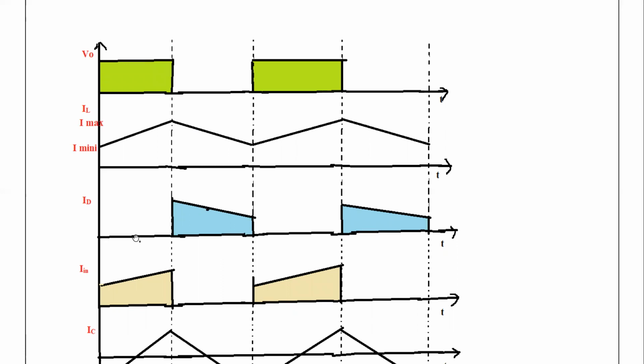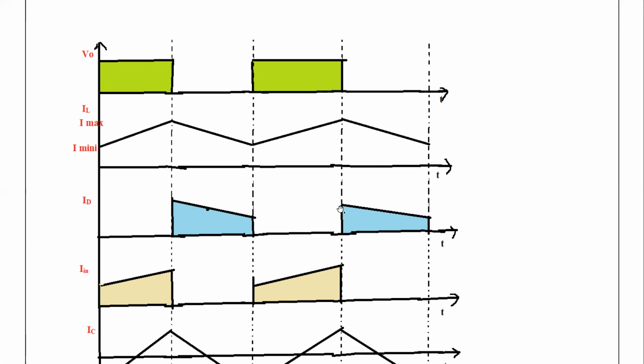During turn on, the diode is in off condition, therefore the current flowing through the diode is 0. During turn off, the diode allows the inductor current, which is discharging from the maximum value to the minimum value. Therefore, the waveform will be very similar to the inductor current during turn off time, so these two waveforms will be the same. Again, during turn on time, the diode is off and there is no current flowing through it, so it will be 0.